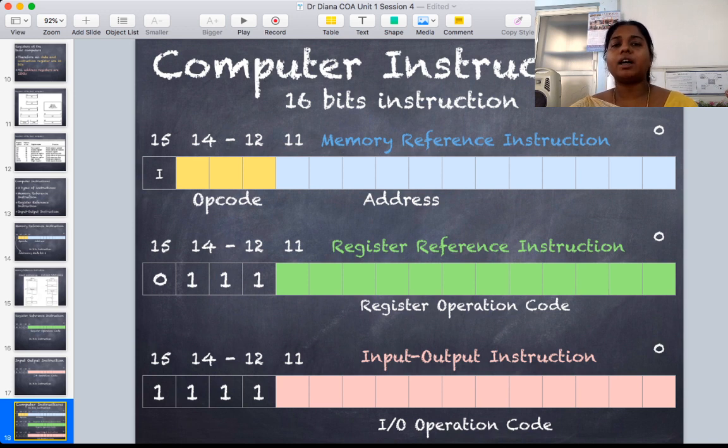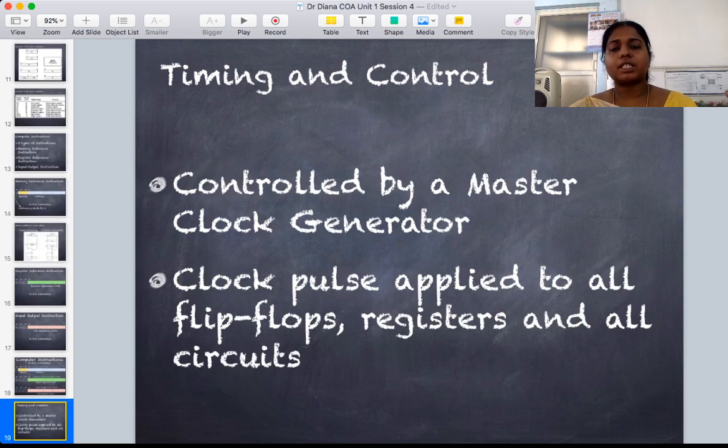Now we have to design a hardware circuit that can help us execute these instructions. The next thing we will talk about is the timing and control. So when I try to execute some instruction, there are two things that are primarily important in a computer. One is maintaining timing between different parts of the computer, and the second one is control of all these parts. So for the timing aspect, we are going to use a master clock generator. This clock generator is just a pulse. So this pulse is applied to all hardware circuits that are inside the computer.